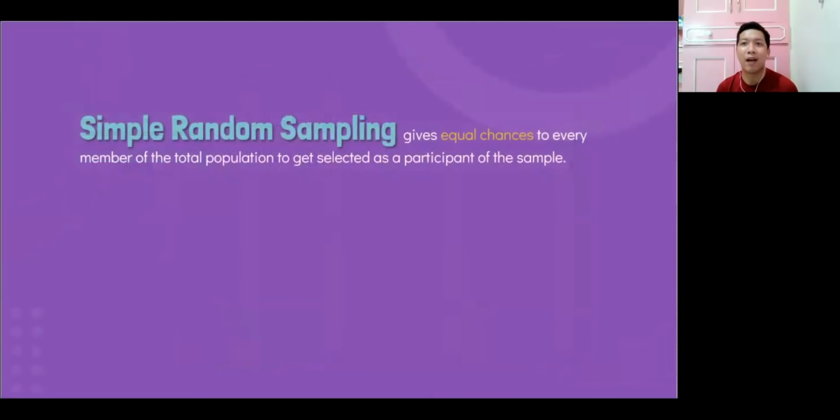First, we have the random sampling. When we say random sampling, class, it gives equal chances to every member of the total population to get selected as a participant of the sample. To be precise, this type of sampling is a randomly selected subset of the population. In this sampling method, each member of the population has an exactly equal chance of being selected.